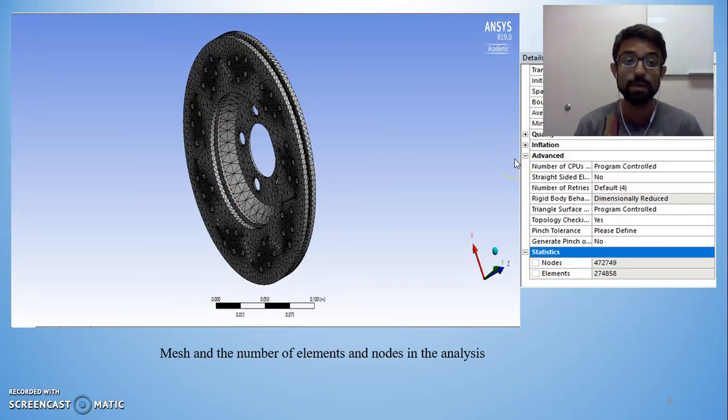Moving on, this is the mesh that I derived in the Workbench. As you can see over here, it's a fine mesh, and the mesh is much more defined along the vents provided over here, and it's quite equally spaced along the hub. The right hand side image gives you an idea of the number of nodes and elements that I had. As it is apparent, I had around 3 million elements.